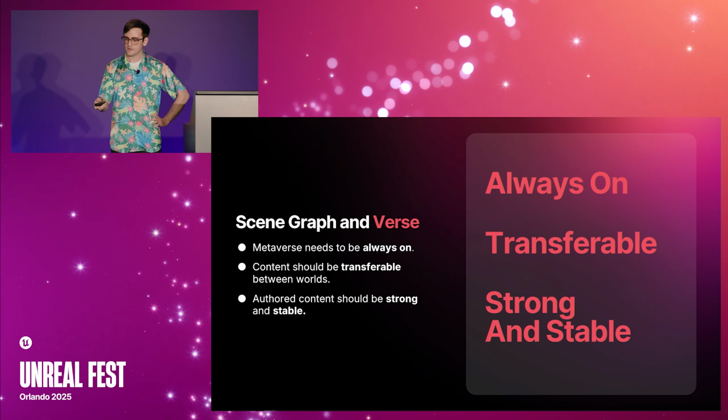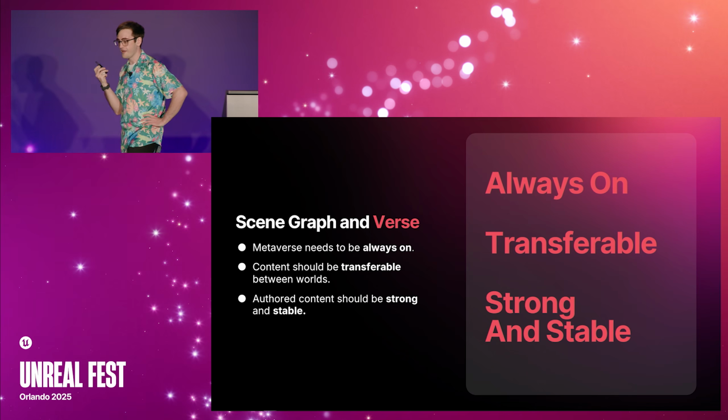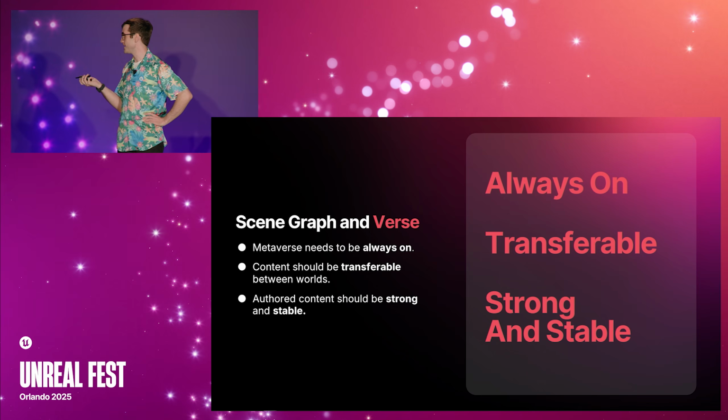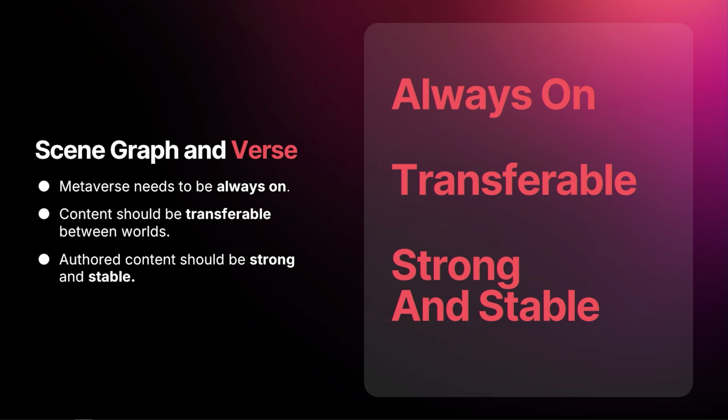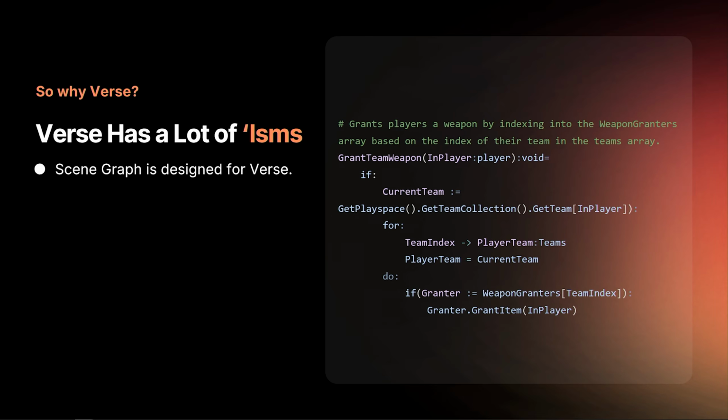Now, speaking of that car, authored content also needs to be strong and stable in this metaverse, right? I shouldn't be able to make a car entity that runs a piece of Verse code that crashes your experience when I drive in, right? Like it finds every single entity in your scene and then deletes them. We don't want that. So Verse provides answers to a lot of these challenges.